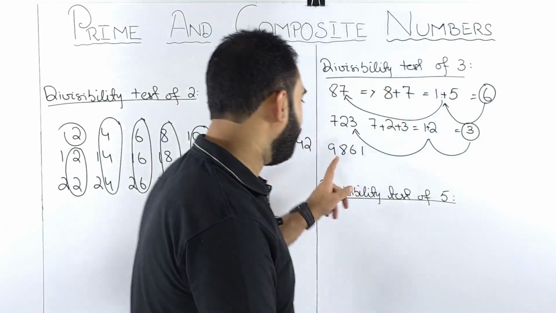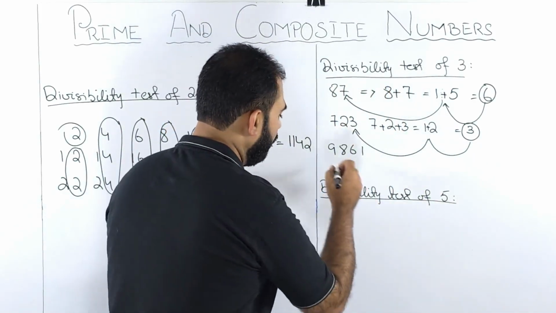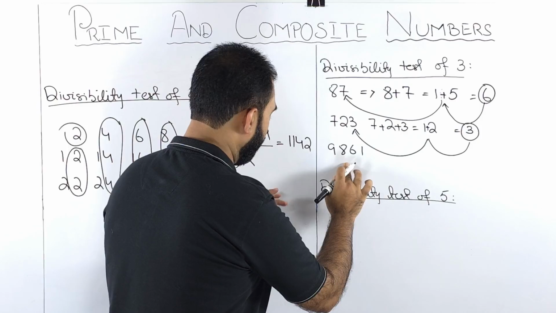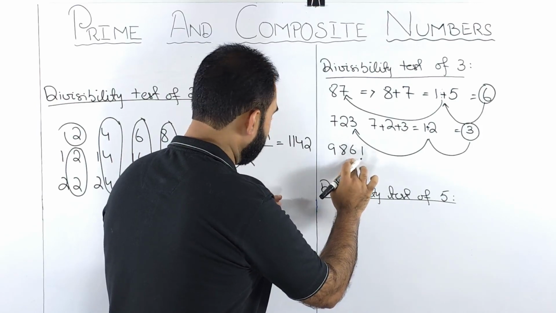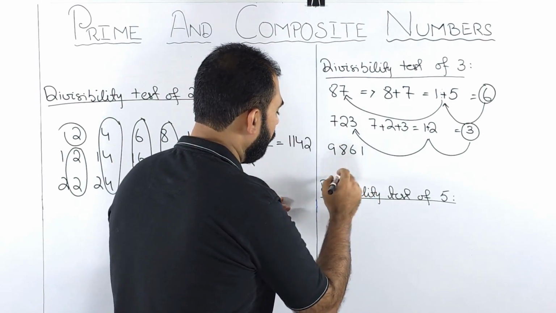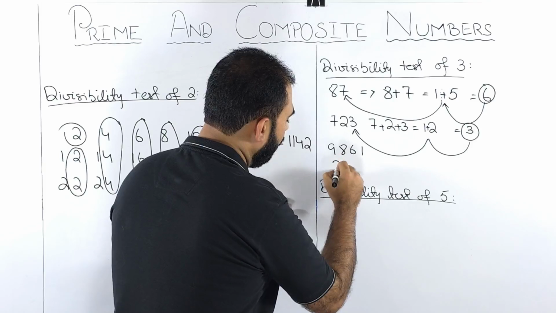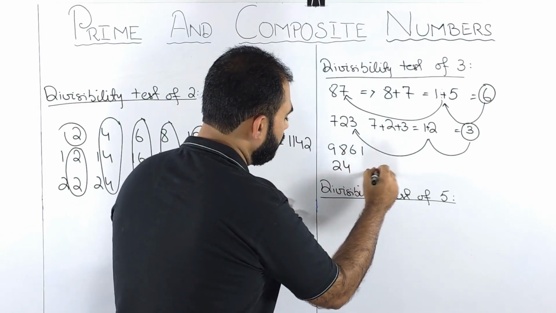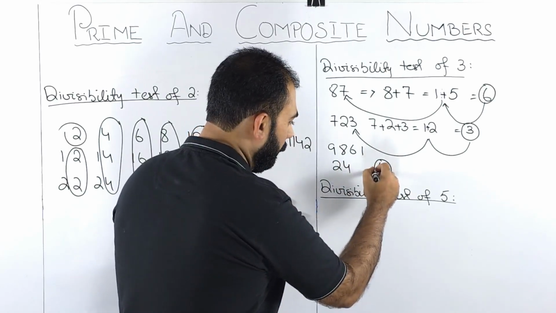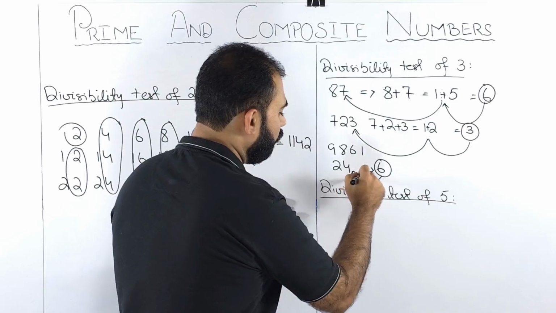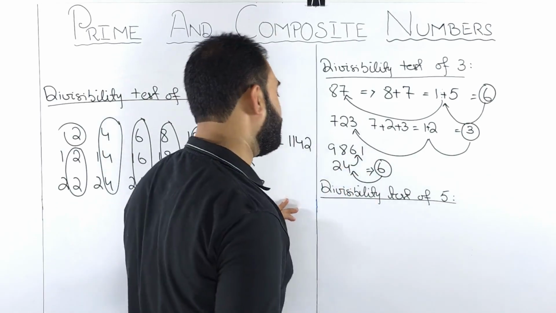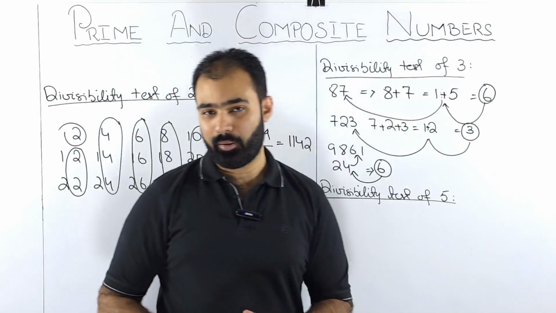Right? Taking another example of 9861. 9 plus 8 is 17, plus 6 is 23, and plus 1 is 24. This gives us 24. 2 plus 4 gives us 6. Now 6 is completely divisible by 3, which means 24 is also completely divisible by 3, which means 9861 is also completely divisible by 3.